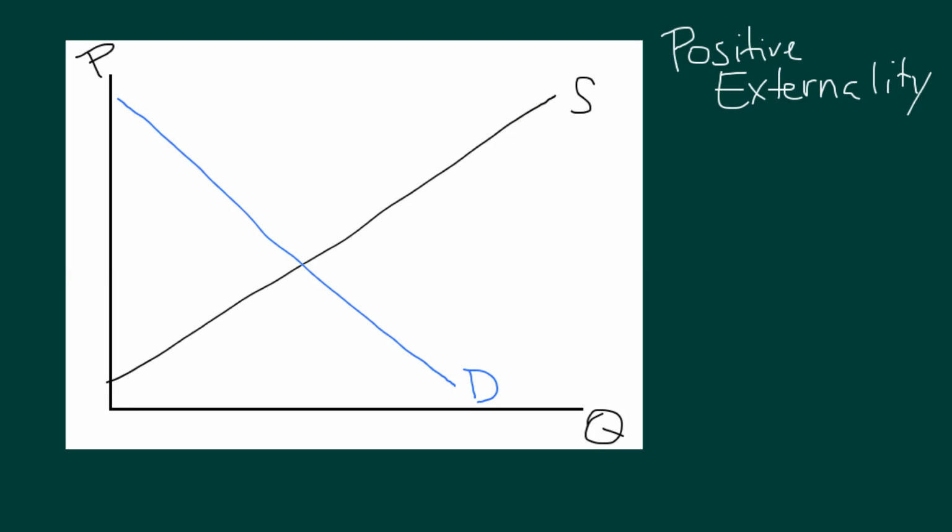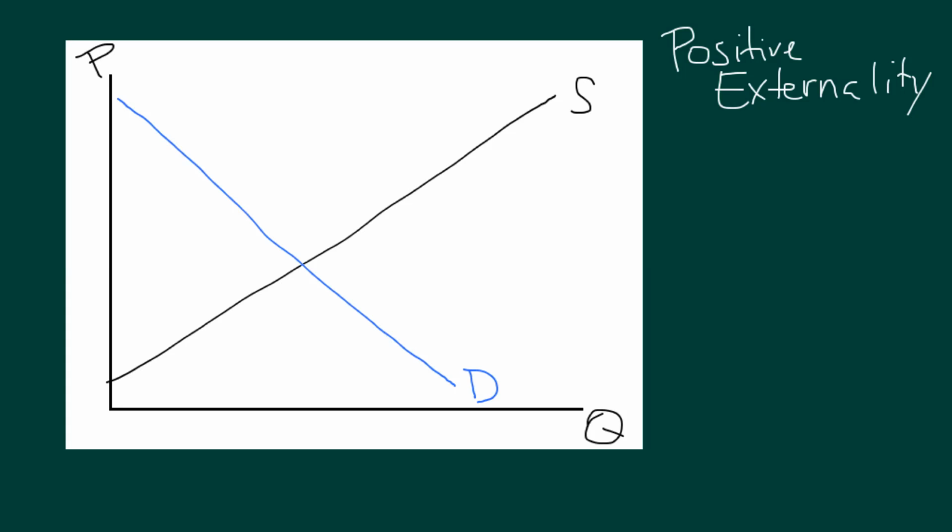Okay, so with the negative externality, it was showing us producers, the supply side, not taking into account all the costs. With a positive externality, we're going to be on the demand side. We're going to see that consumers are not taking into account all the possible benefits to society. All right, so again, we have our demand curve representing the additional benefit to the consumers for any particular quantity, just like the supply side was the additional cost to the producers for any particular quantity.